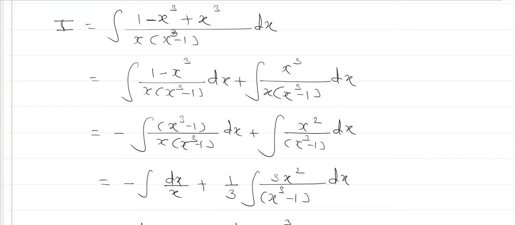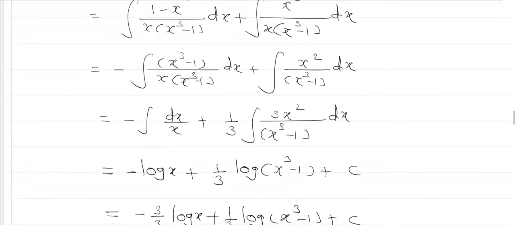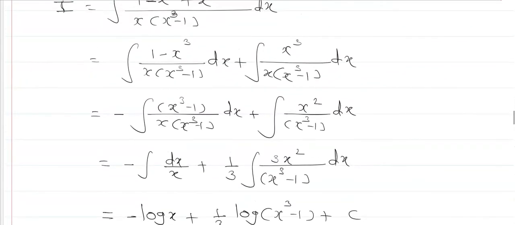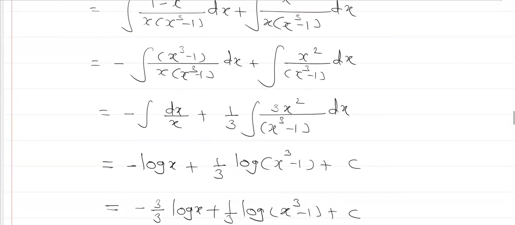Next is x cube upon x. This x gets cancelled. You will get x square upon x cube minus 1 dx. What about the next? Here, x cube minus 1 and x cube minus 1 get cancelled, minus integral dx upon x plus 1. What about here again? What's the derivative of x cube minus 1? 3x square. मी इथे 3 आहे का नाही आहे, मग इथे आपण ऍडजस्टमेंट करणार डायरेक्टली.